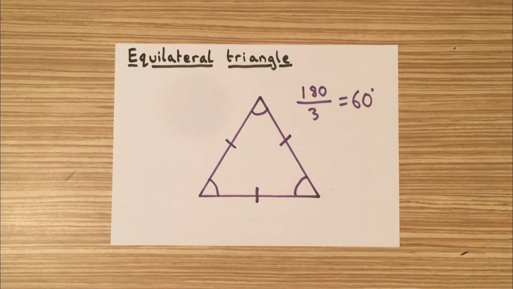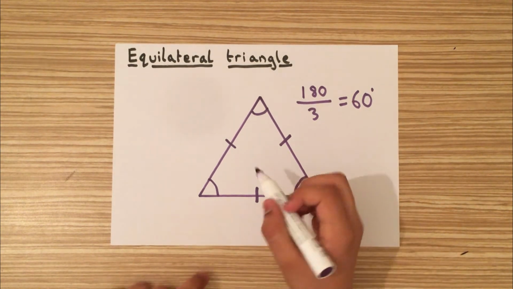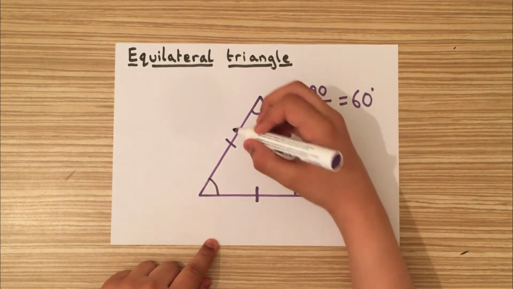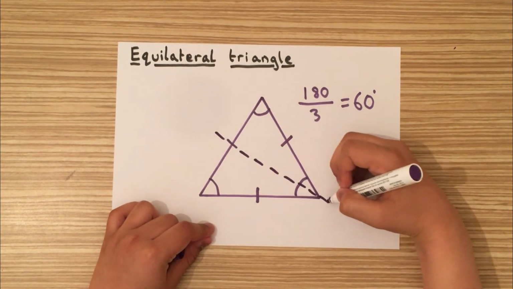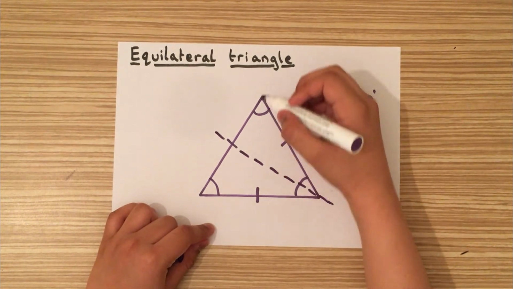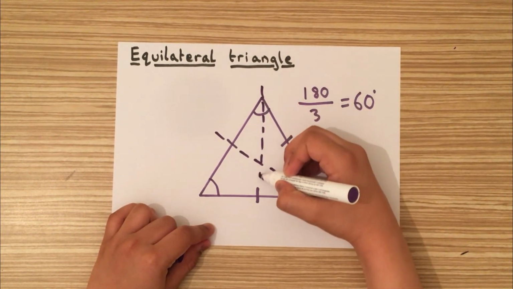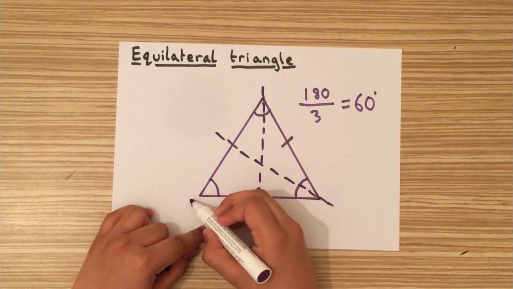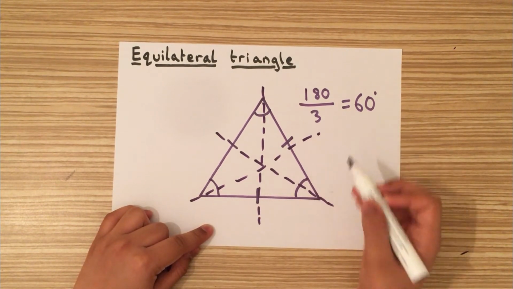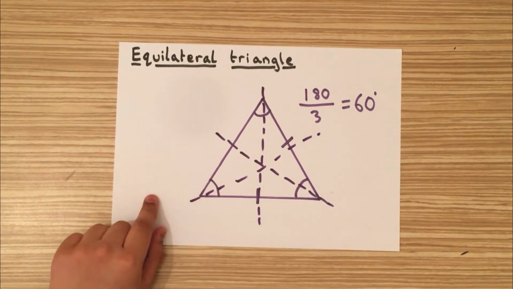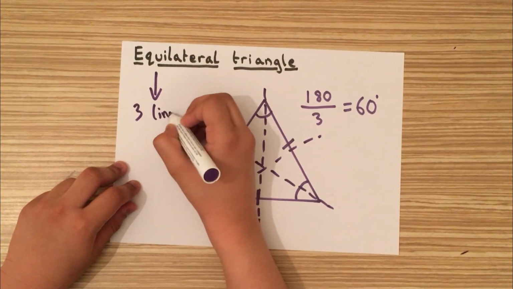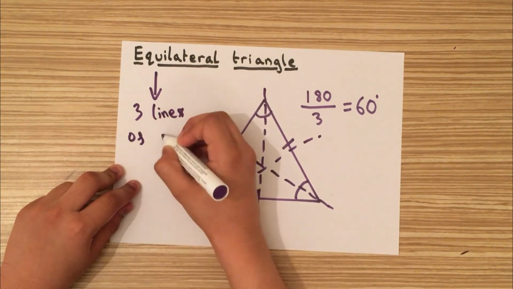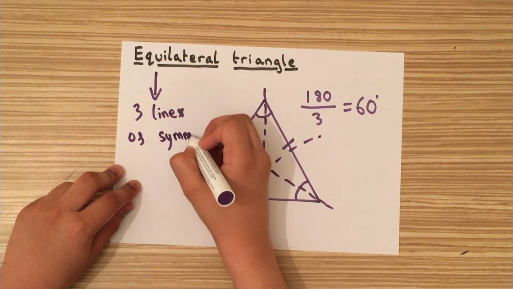So if we start off with our first type of triangle, which is an equilateral triangle, how many lines of symmetry do we have here? We have one here, so that's one line of symmetry. Then we have another here, two lines of symmetry, and the third one here, three lines of symmetry. So an equilateral triangle has three lines of symmetry.